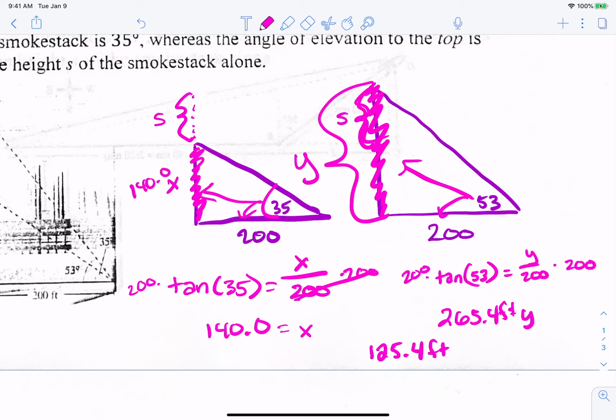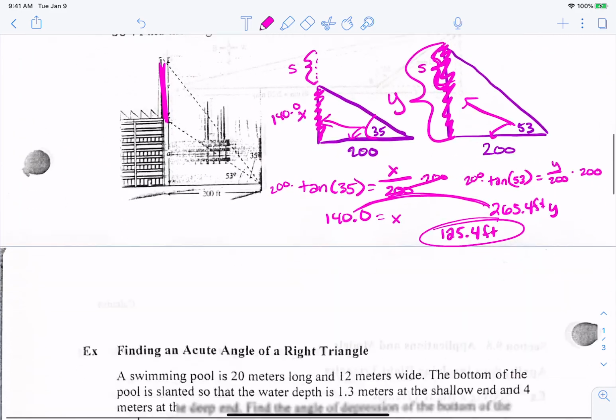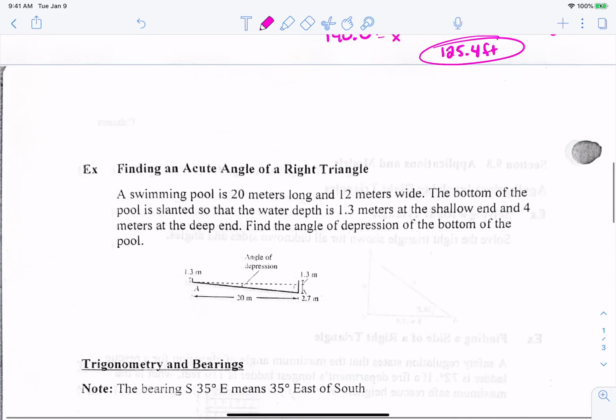If you subtract these two, that's the height of the smokestack. So they might do something like that to you where you have to subtract them. Okay? Alright, three more.